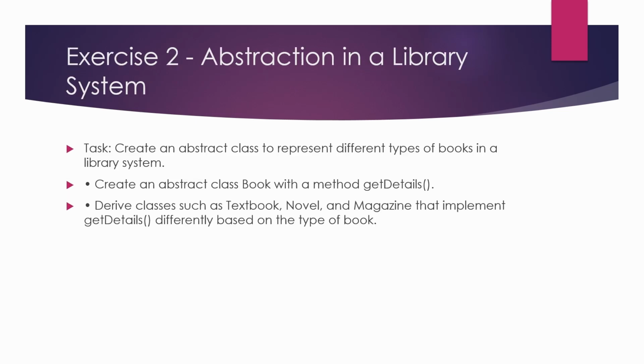For exercise 2, we will implement abstraction in a library system. We will create an abstract class Book which defines a method getDetails. Then we will create different types of books like Textbook, Novel, and Magazine, which will each implement the getDetails method in their own way.